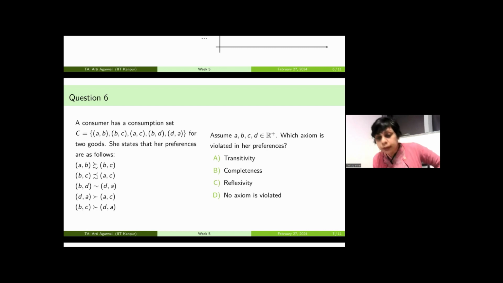Okay, so let's come back to question 6. Nobody has posted their answer. So how do we start? It's okay if you don't have the answer. Can you tell me how we go about such a question?